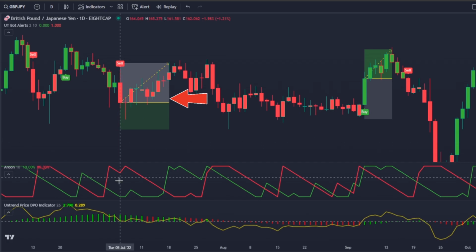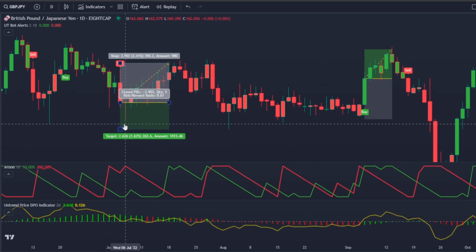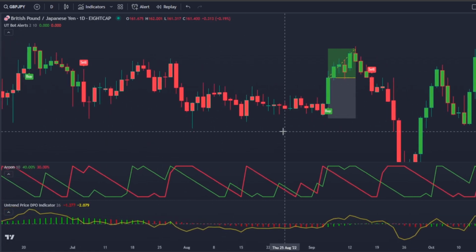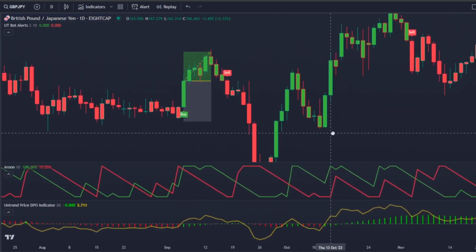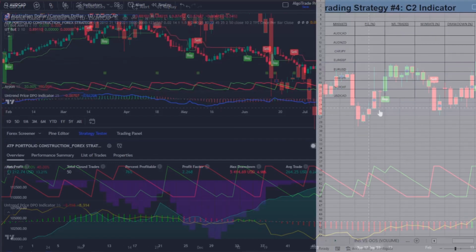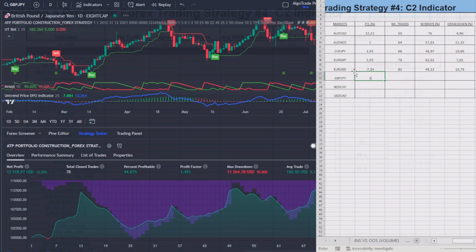But on this one, the DPO value was above the zero level, which means that there was a good probability that the short signal from the UT bot was not sustainable, and so we won't enter in that position, and by doing so, we will avoid this losing trade. Of course, these were just two trade examples. We cannot say that the DPO indicator will be our secondary confirmation indicator. We will have to backtest it on a large data sample, and that's exactly what we are going to do next.